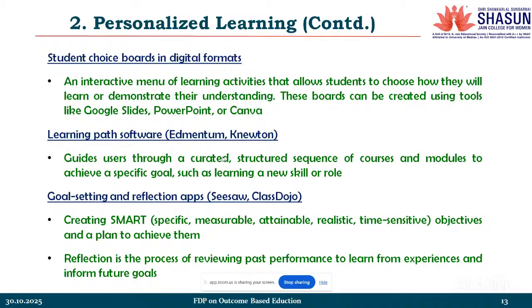Okay, and here comes the reflection. So what is this reflection? I need to review my past performance. Okay, so where I'm lagging, so that I can learn from that experience and I can plan my future goals also. So these are the five major categories under personalized learning.